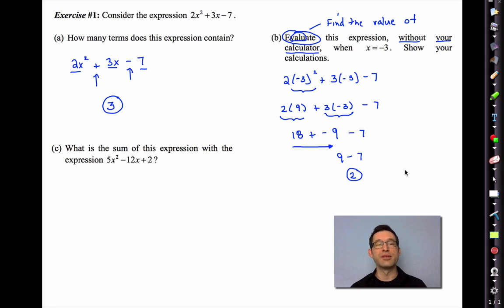All right, last little piece, letter C. What is the sum of this expression with the expression 5x squared minus 12x plus 2? See if you can remember how to do that. Pause the video for a moment.